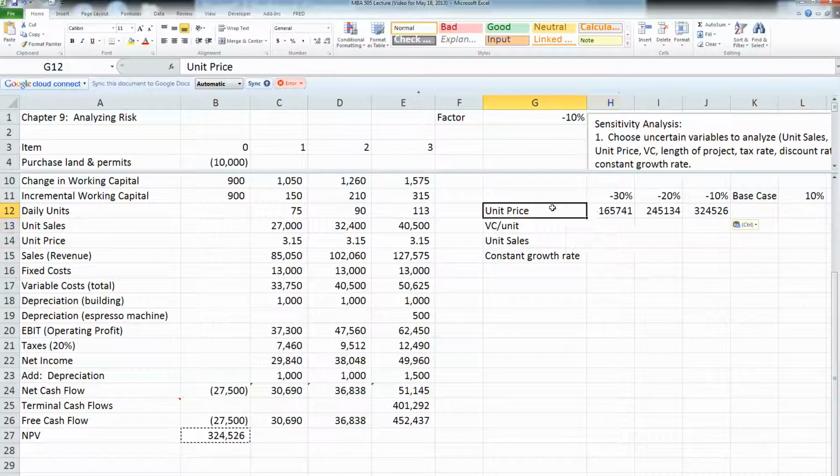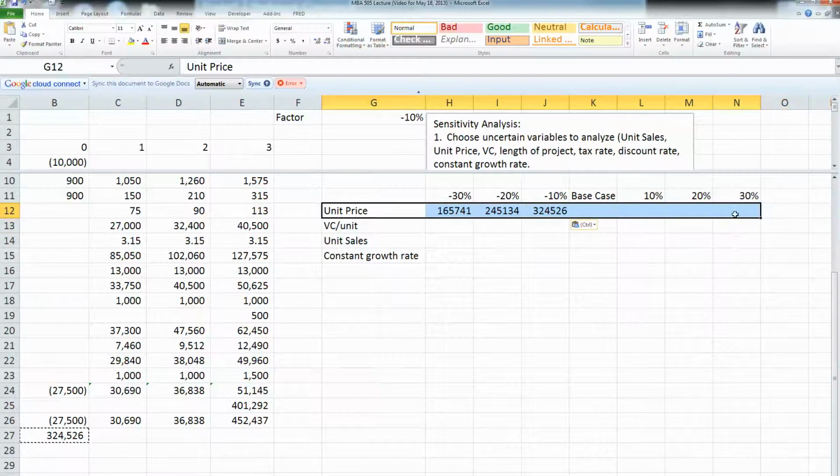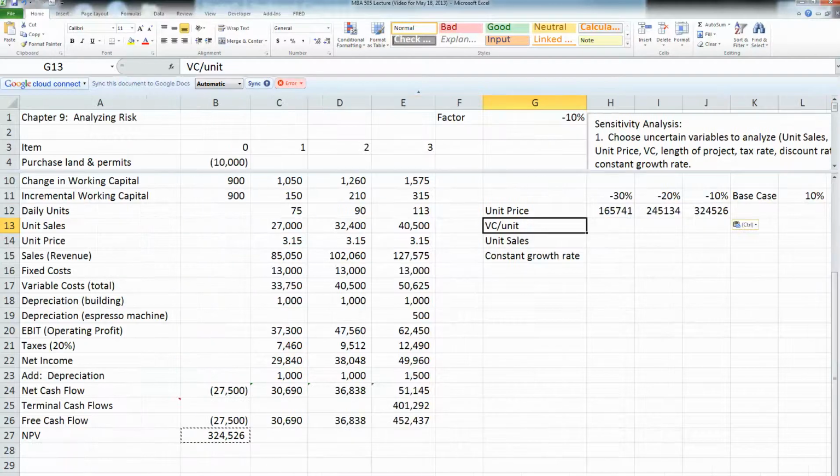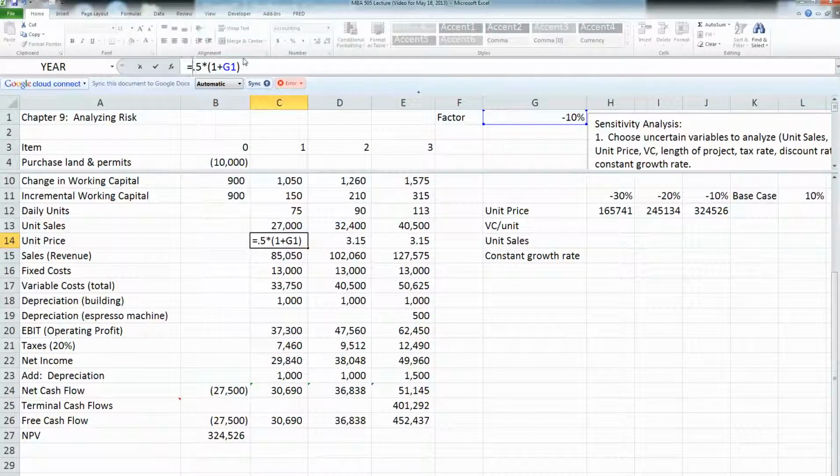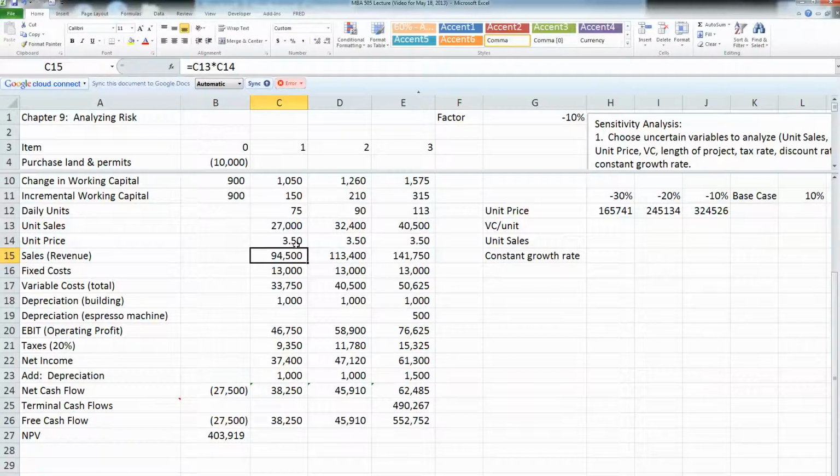Once you've done all of your unit prices, so you've completed this part of the table, go back to your unit price for year 1 formula and just pop it back to the original $3.50. So now we're back to our original $404,000 NPV.